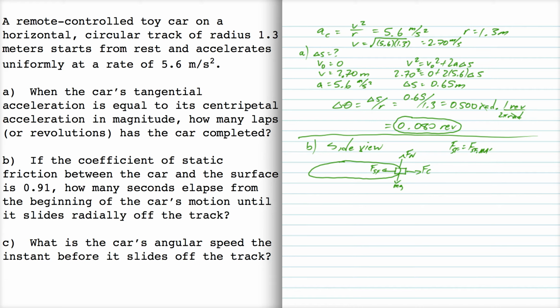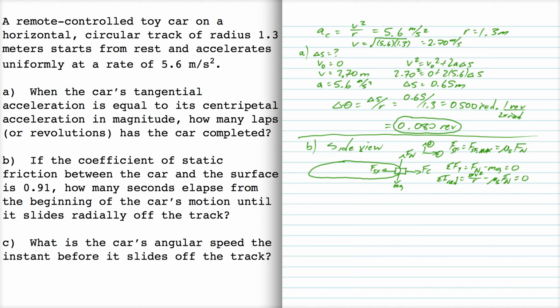This is a threshold problem. It's just about to slip. So that means we can use mu sub s times the normal force for the force of static friction. So let's see, the sum of all the y forces, if I use my traditional sign conventions, is that it's the normal force minus mg equals 0. And the sum of all radial forces is the centrifugal force minus the force of static friction. That's also equal to 0.